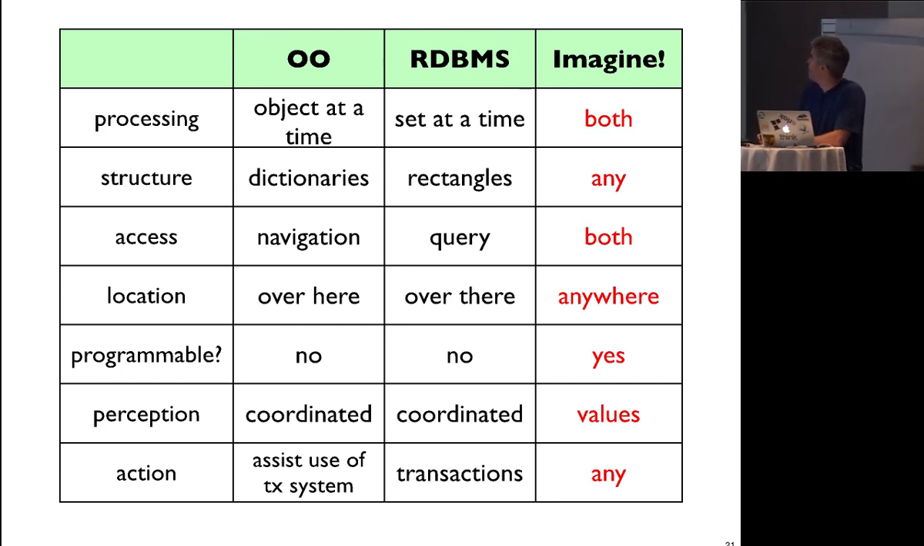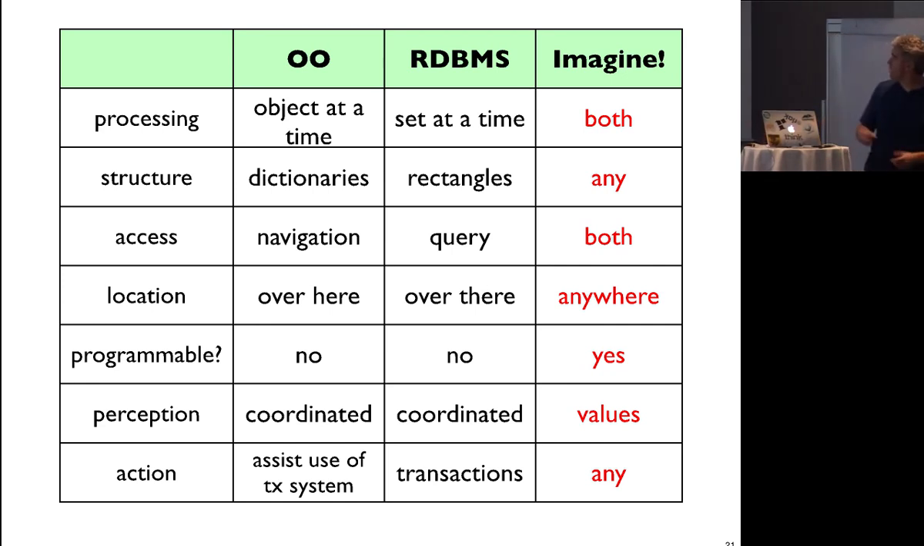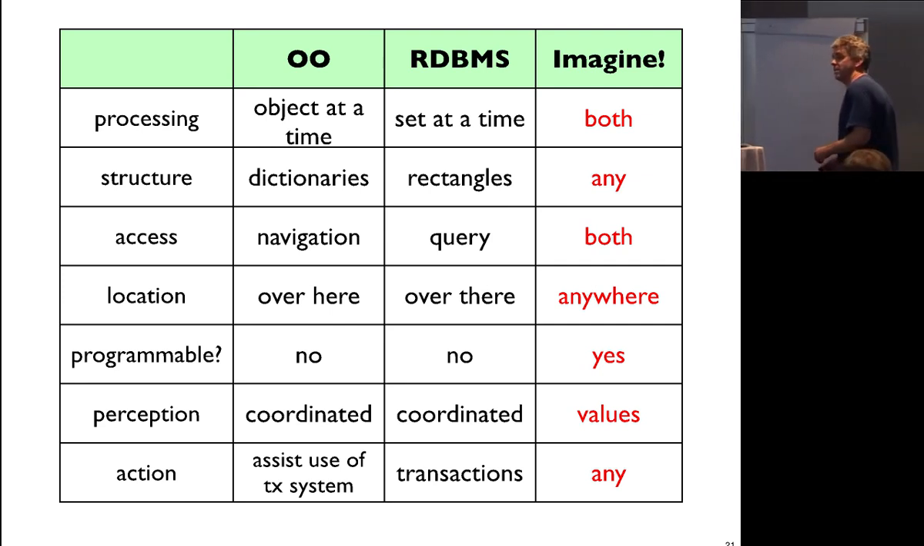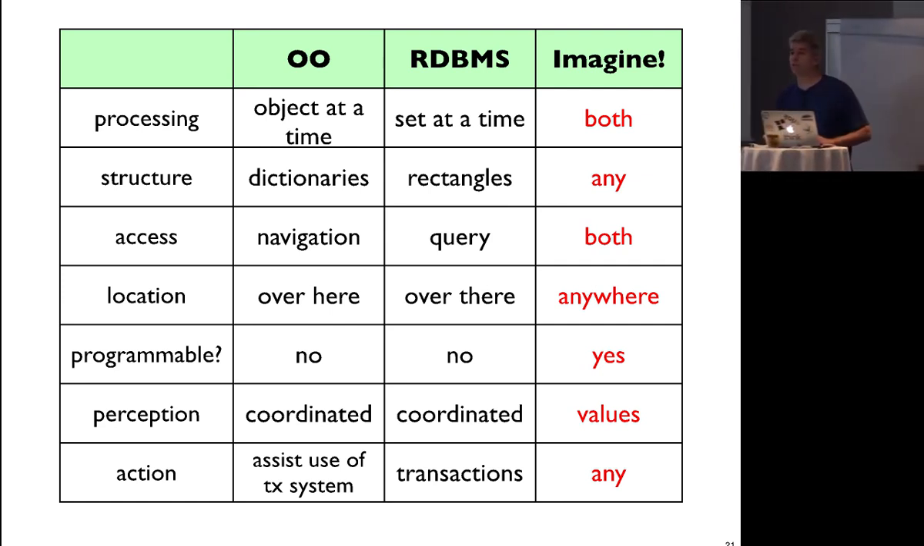It just doesn't matter. Imagine a world where your access model includes both query and navigation, and you can mix them freely. I can do a query, and then I can say dot left foot, dot left toe, and navigate around, and then I can switch back to query. I don't have to worry about location. My data is available everywhere. It's programmable, so there's the ability to write programs that write programs without heroic effort, without string concatenation or Java bytecode manipulation. And perception does not require coordination.